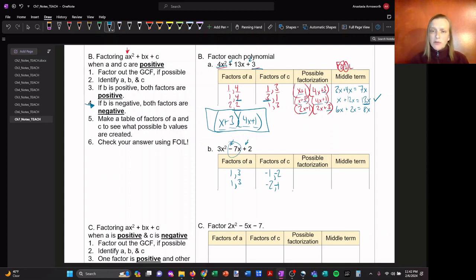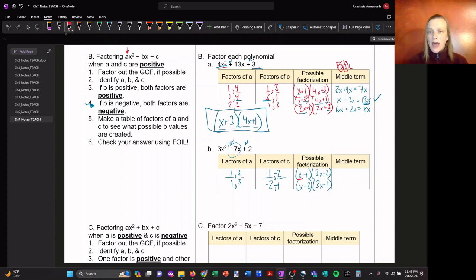So my possible factorizations, I could have x minus 1 times 3x minus 2. I'm just going in the order that I have them written here. This factor goes with this factor. This factor goes with this factor. Or I could write this as x minus 2 times 3x minus 1. The question is which gives me the correct B term in the middle.